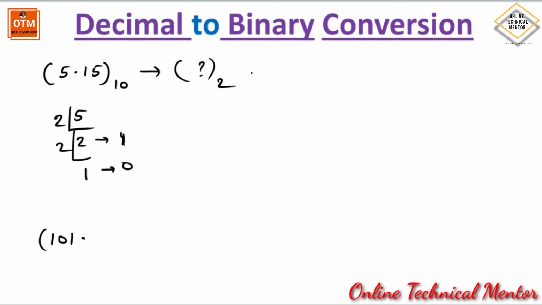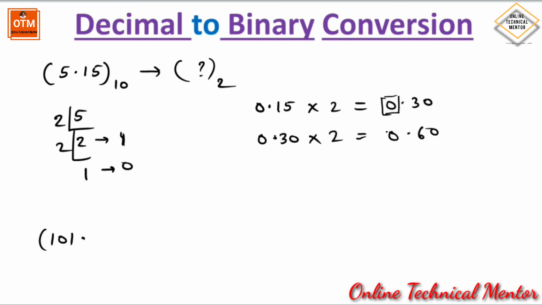And what about the decimal fractional part? Let me write down this decimal fractional part as 0.15, and it will be multiplied with 2. So it will give 0.30. Now this time we will ignore this integer portion and I will write 0.30. Again multiply this 0.30 with 2, we will get 0.60. So we will ignore this integer portion and I will write 0.60.